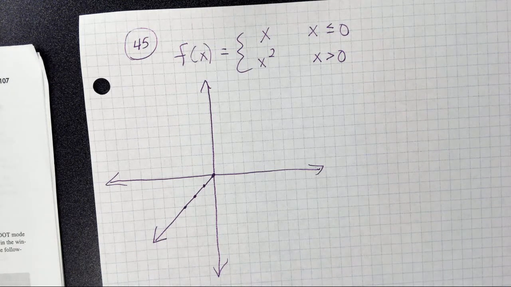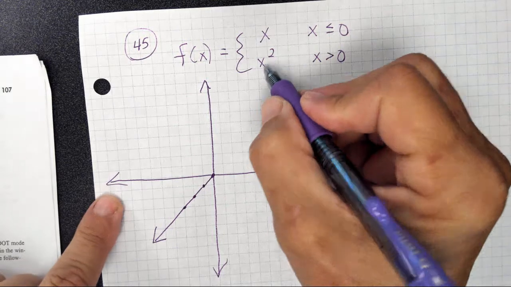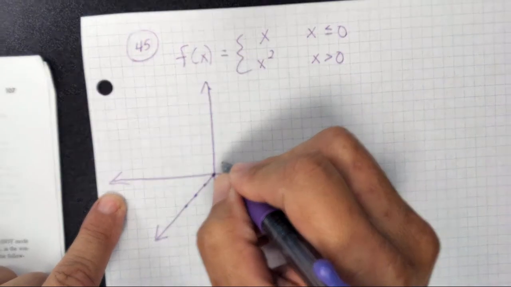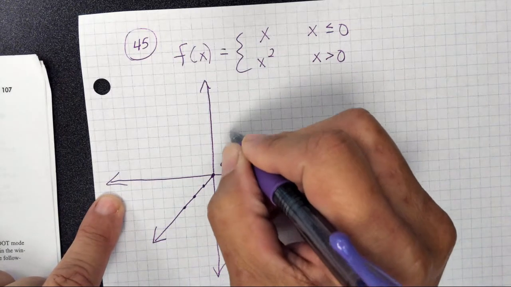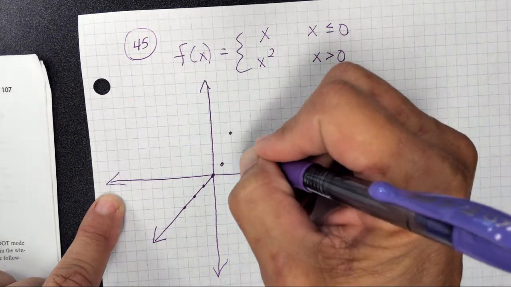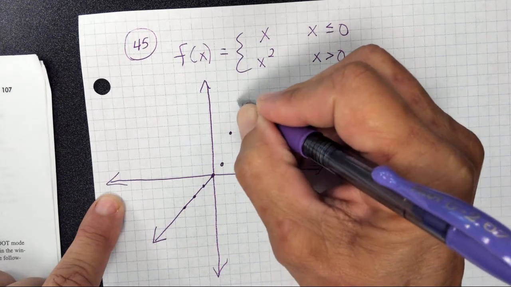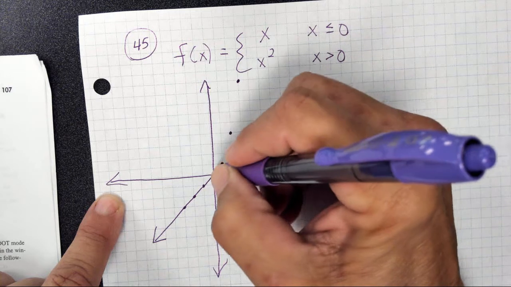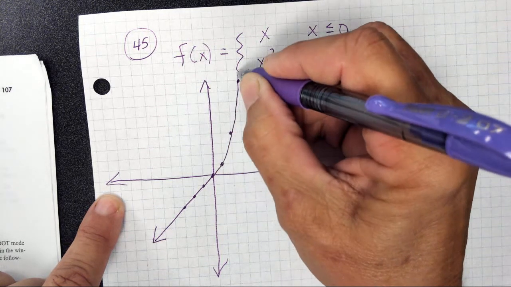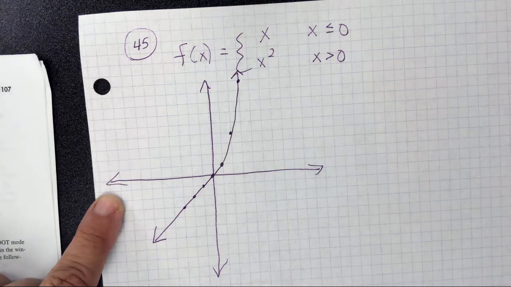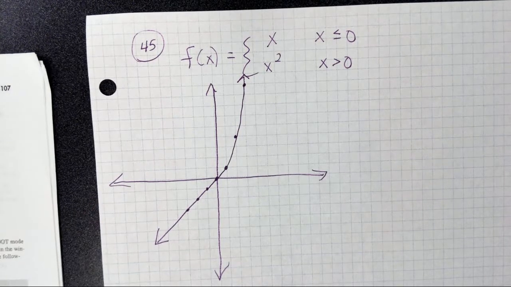So it stays closed. Then I plug in my 1. 1 squared is 1. 2 squared is 4. 3 squared is 9. And I draw the right side of my parabola.